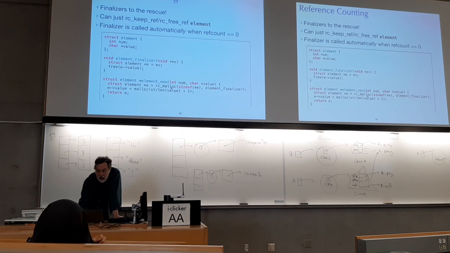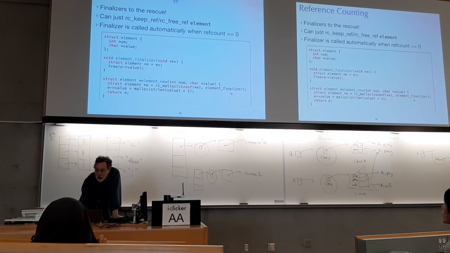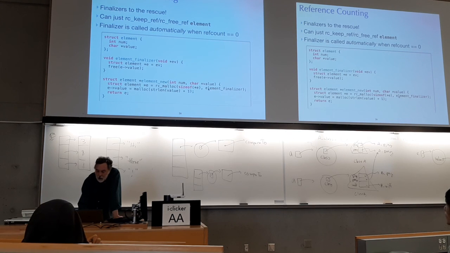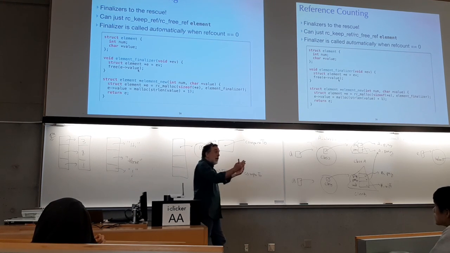So now here's the malloc. I'll RC malloc the element, but just regular malloc the value. But when I RC malloc the element, I'll say, well, when you go to free that element, you've got to run this finalizer method. So the element finalizer name, without the parentheses, is a pointer to this code. It will get a pointer to the element, and what it will do is free the value. Okay? So this is an example of a callback.